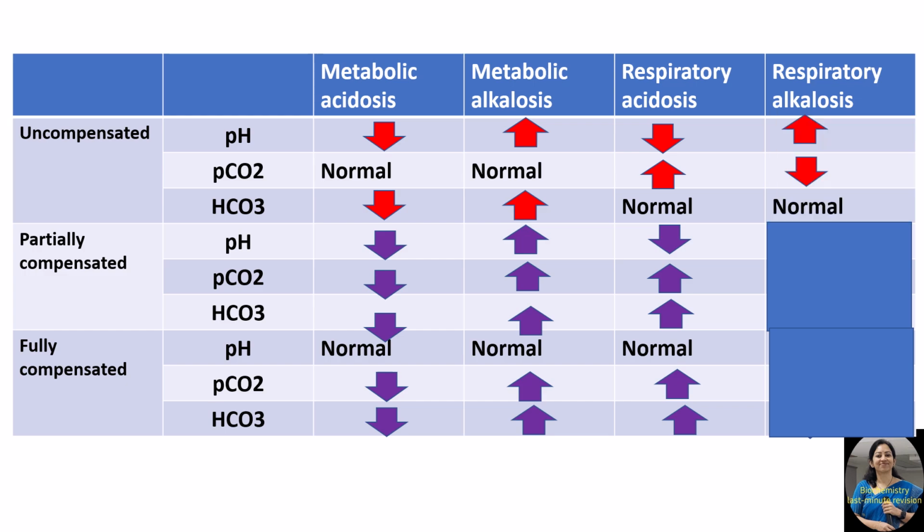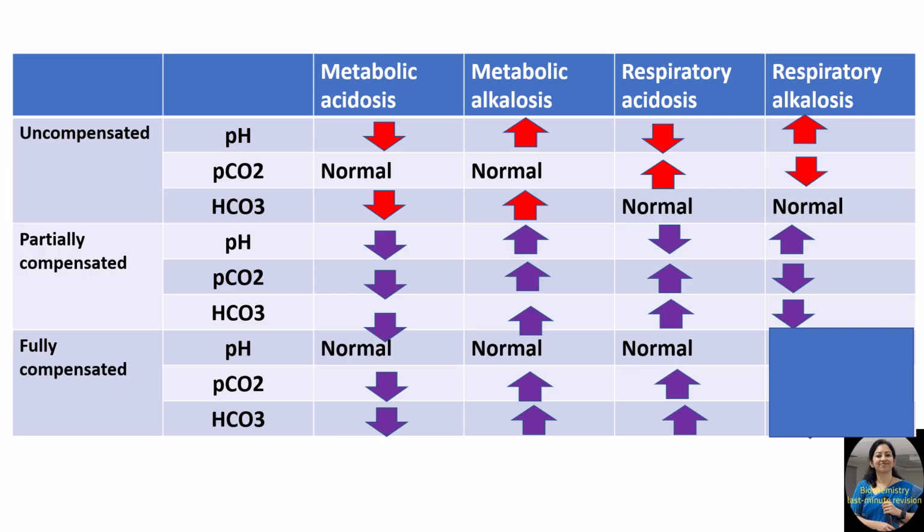Consider the last part. The pH is increased, so it is alkalosis. Partial pressure of carbon dioxide is decreased, so it is respiratory alkalosis. Because bicarbonate is normal, there is no change, it is said to be uncompensated respiratory alkalosis. When the bicarbonate also decreases, then it is said to be partially compensated.